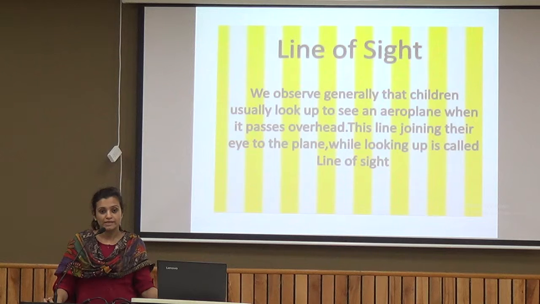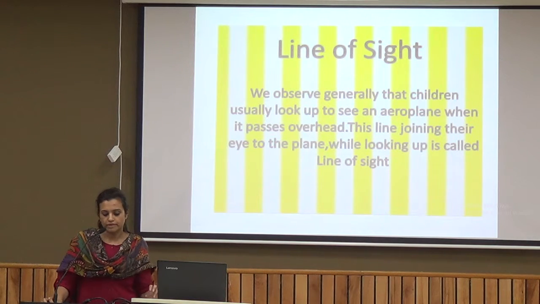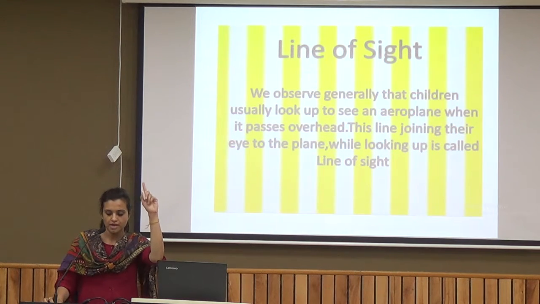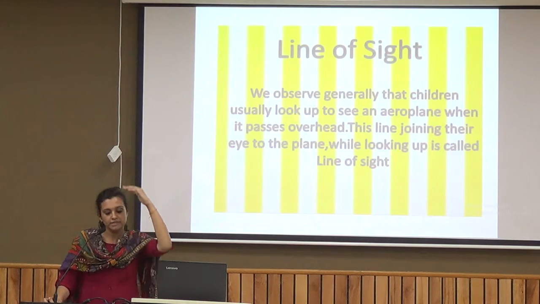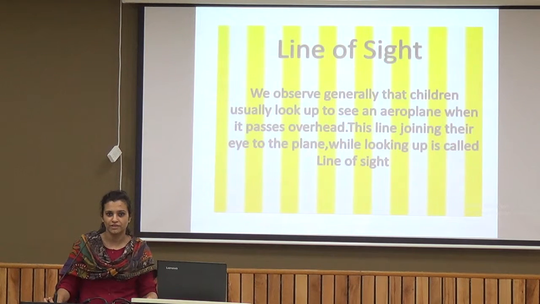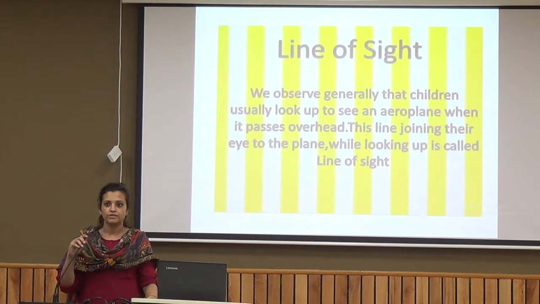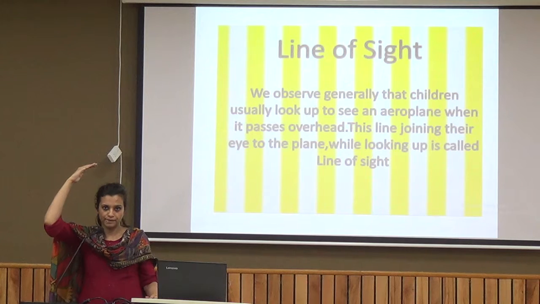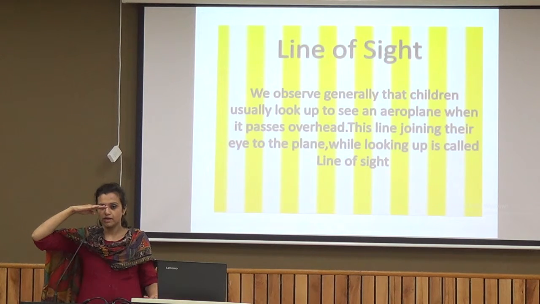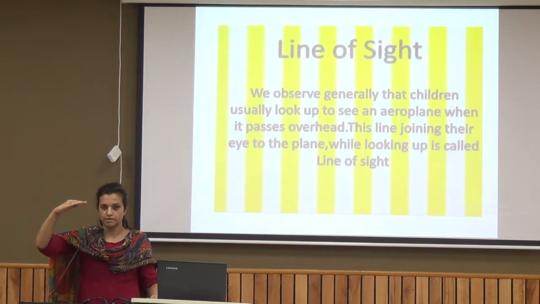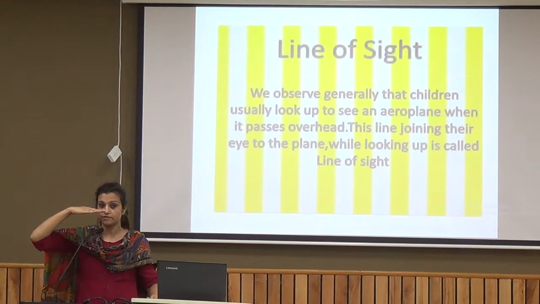Before that, let's quickly study. We observe generally that children usually look up to see an aeroplane high up in the sky when it passes overhead. This line joining their eye to the plane while looking up is called line of sight. Now that's very vague, right? Let's try to understand. Just imagine that I am looking at an aeroplane which is going to pass overhead. Now look at my eyes. My eyes are at this level, my height, and this line is just an imaginary line. You'll have to imagine, children.